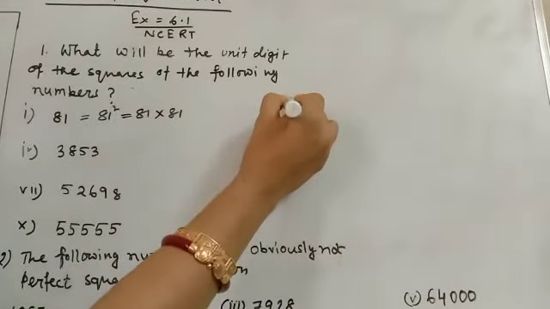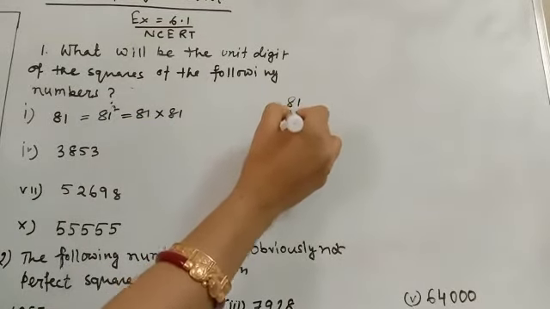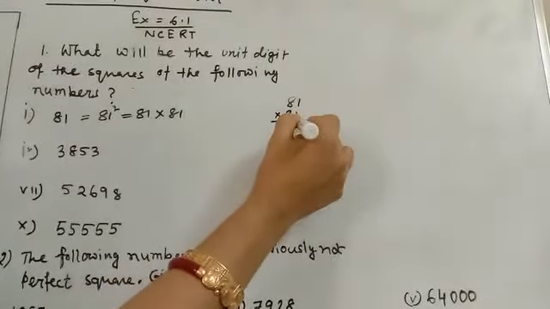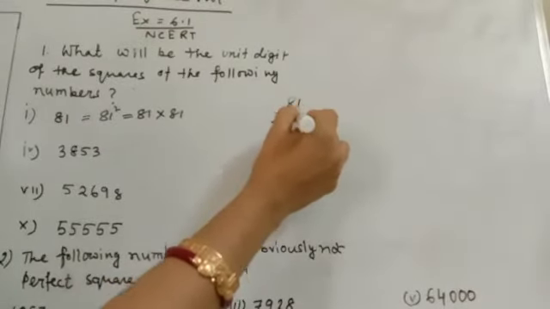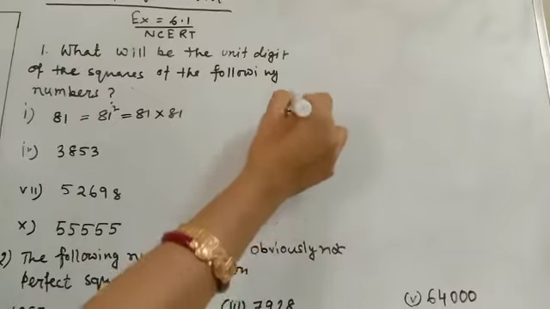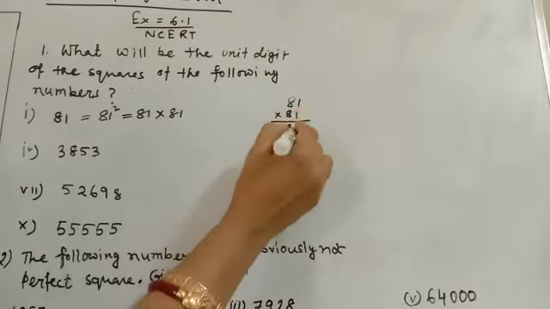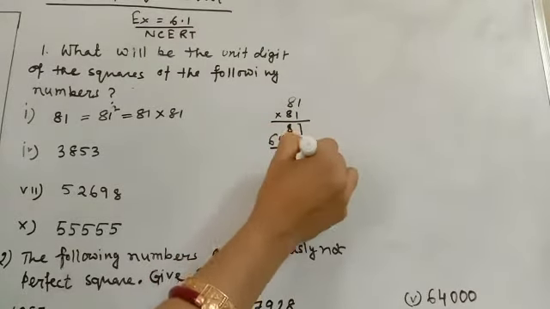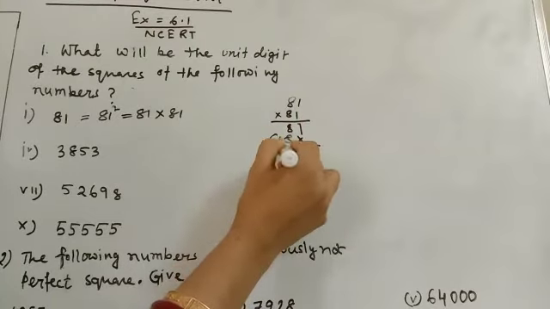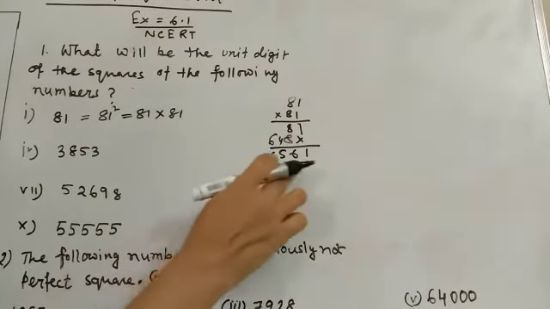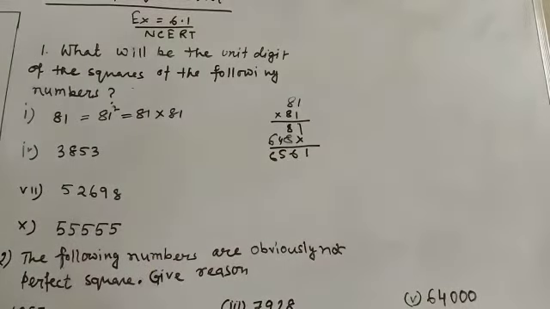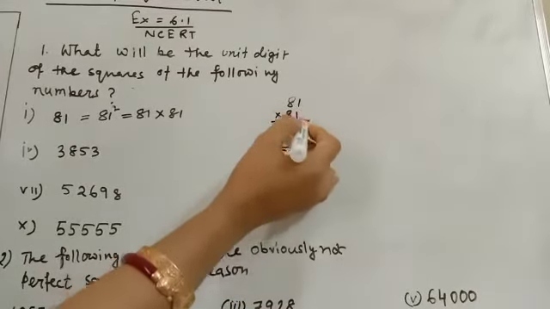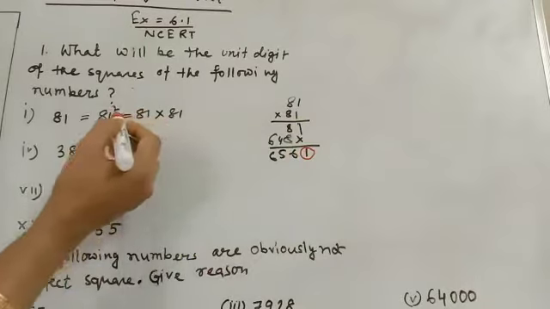If you multiply, do it in a rough space. 81 into 81. What will be the unit place, students? 1 into 1, 1. 8 ones are 8, 8 8s are 64. When you are getting the result 1656, no need to find all this result. The question is asking what will be the unit place digit. So you can see that the unit place digit is 1.